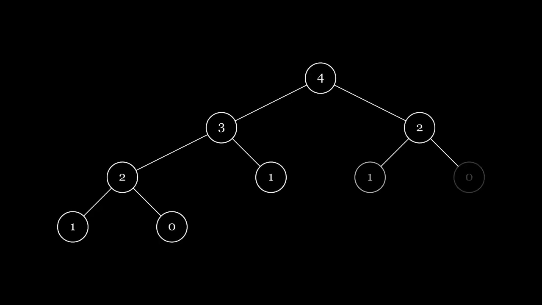Take climbing stairs. How many ways to climb n steps, taking 1 or 2 at a time? Each call branches into n-1 and n-2, exactly Fibonacci's shape. Here's the tree for 4 steps. Notice climb of 2 appears twice, and climb of 1 even more. Those repeats are the overlapping subproblems that dynamic programming exists to eliminate.